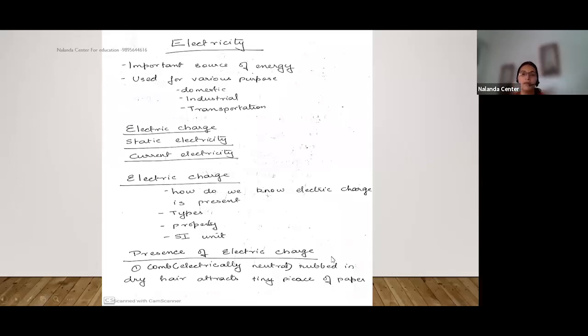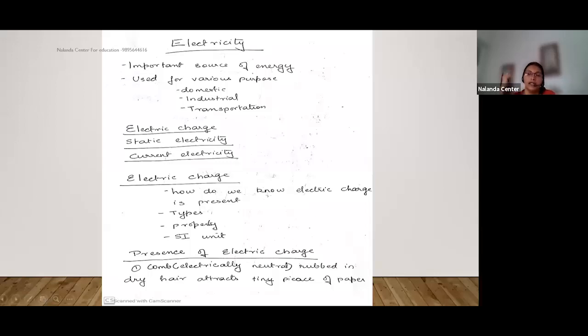All right. So now coming to electricity. What is electricity? Electricity is basically something to do with charge. So first we have to see what charge is. All right. What is meant by electric charge? How do we know electric charge is present? See, when you rub a comb onto your dry hair, and when you try bringing it near small pieces of paper, then it gets attracted.